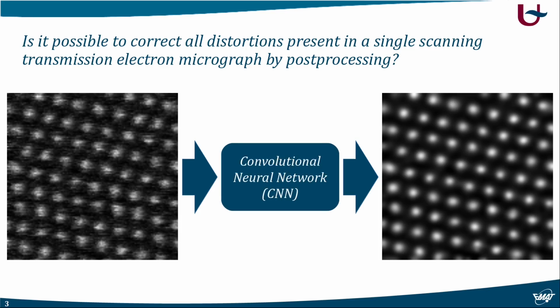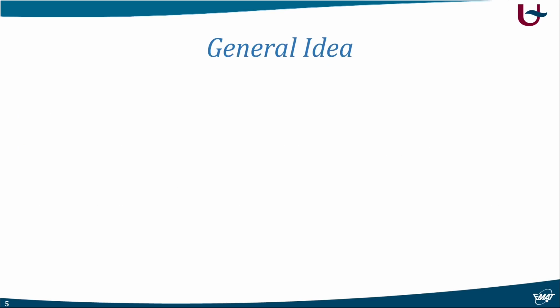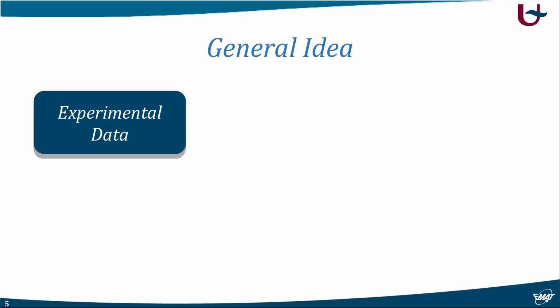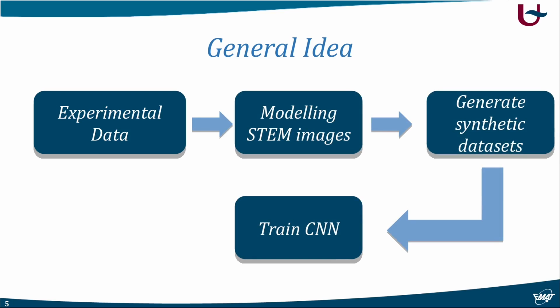So the problem with machine learning, though, is that we always need some labeled ground truth data. And this is, of course, impossible because we cannot record undistorted data. Furthermore, we're limited in the sampling of materials we have with experimental data, and therefore we're basically stuck with having to model our own data and create synthetic data sets to train a neural network. So the general idea here is we'd start looking at experimental data, then try to model those images as good as we can, then generate synthetic data sets and use those to train a convolutional neural network.